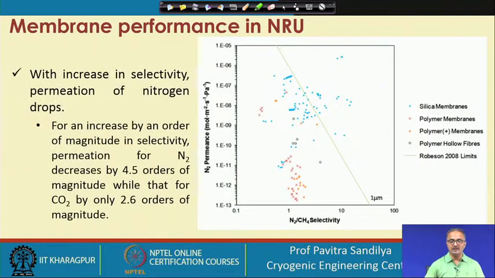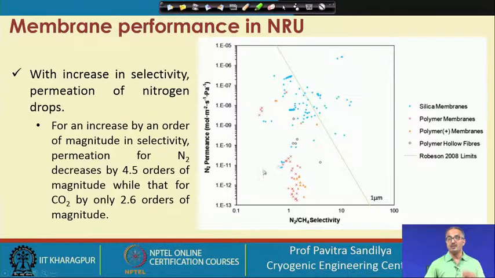And here we find the membrane performance, which has been plotted with the nitrogen permeance against the nitrogen to methane selectivity. What we find here is that as the selectivity increases, the permeation decreases. That means for an increase by an order of magnitude in selectivity, permeation for nitrogen decreases by 4.5 orders of magnitude, while for carbon dioxide it decreases by 2.6 orders.